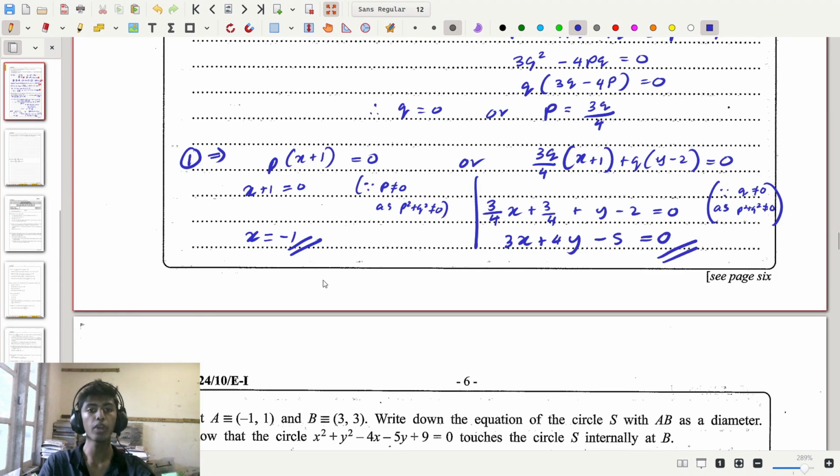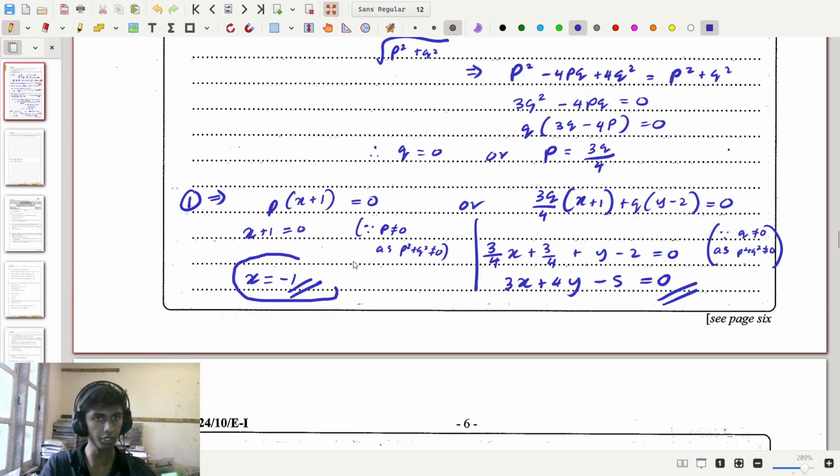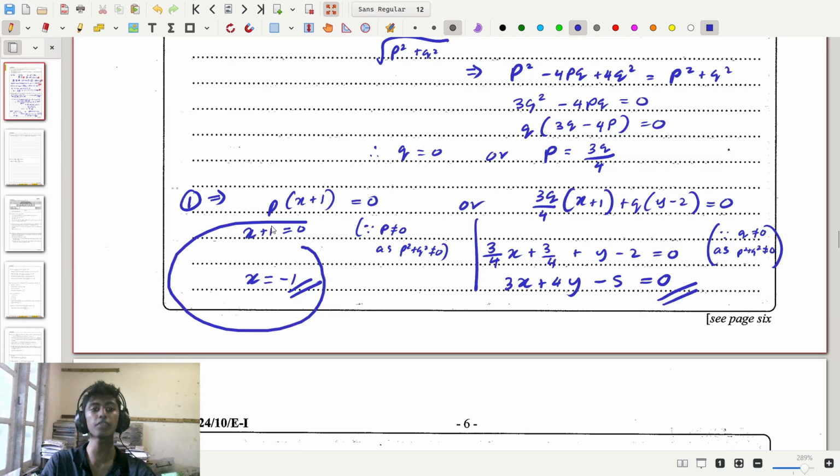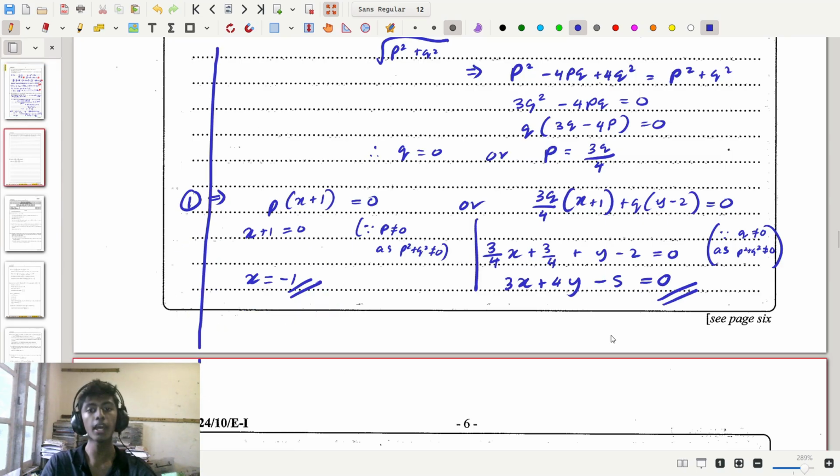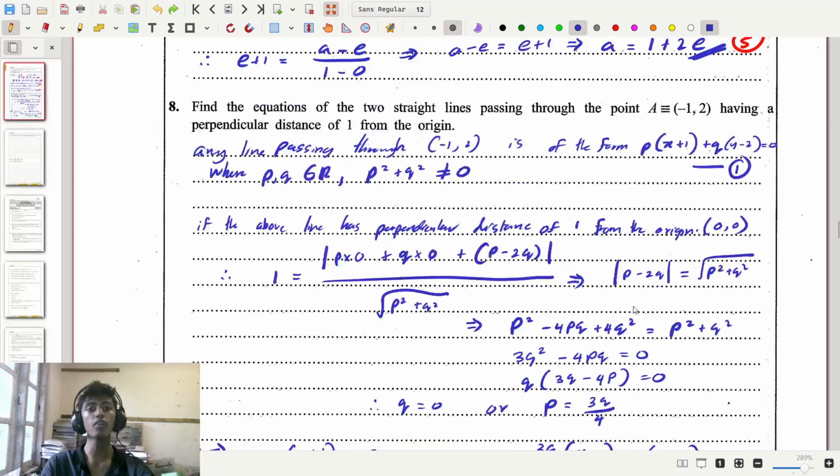So with this, we have found our first line, which is x equals negative 1. There's no y components here, it's just x equals negative 1, which means that this first line is just a vertical line like this. And we found our second line, which is 3x plus 4y minus 5 equals 0. And with that, we've completed the question.